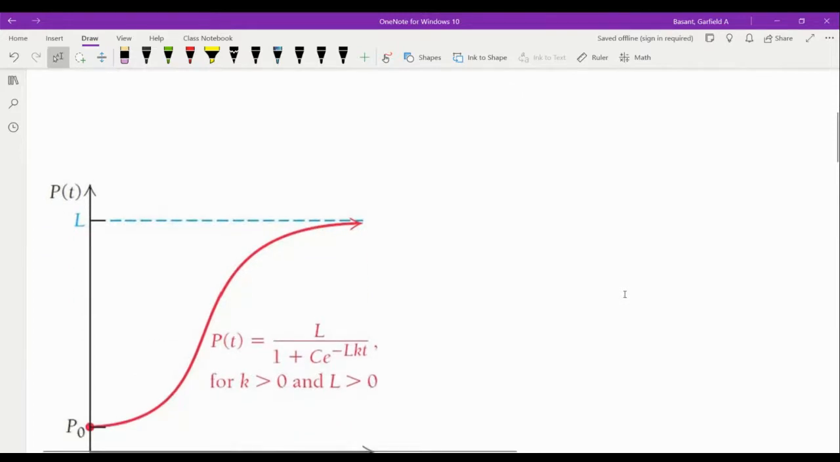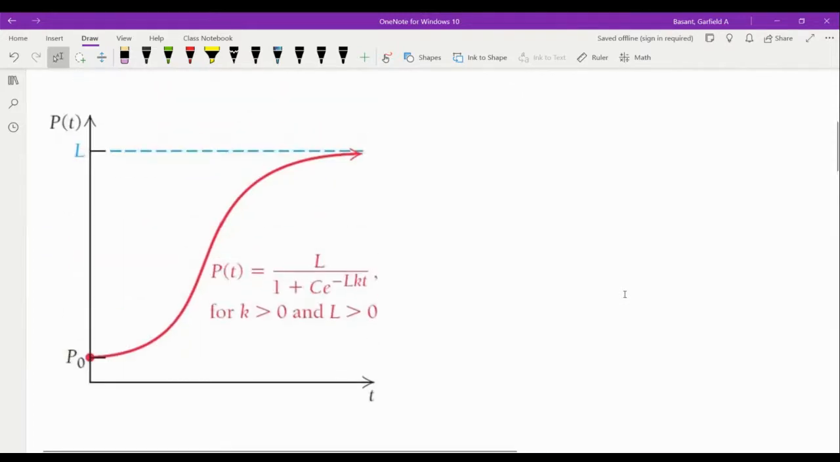And here's a graph of that. This is how it looks. We start out at some particular value in the very beginning. Then we grow, and after a while, it just gets to a point where it stops growing. Do you guys know anything that can be modeled by this type of function that you think would look like this?